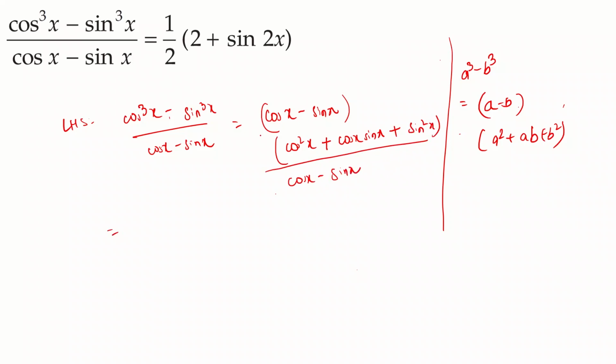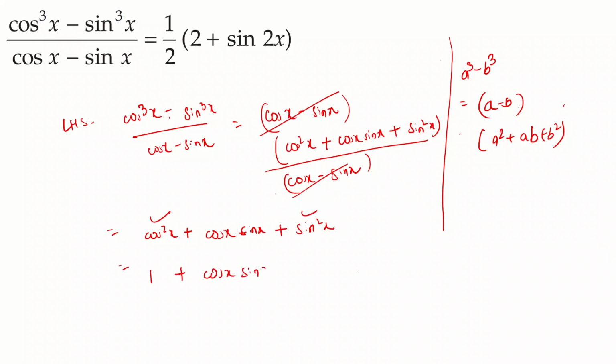Now cos x minus sin x and cos x minus sin x cancel out. What we are left with is just cos square x plus cos x sin x plus sin square x, and nothing in the denominator. Alright, now cos square x plus sin square x gives you 1 plus cos x sin x.